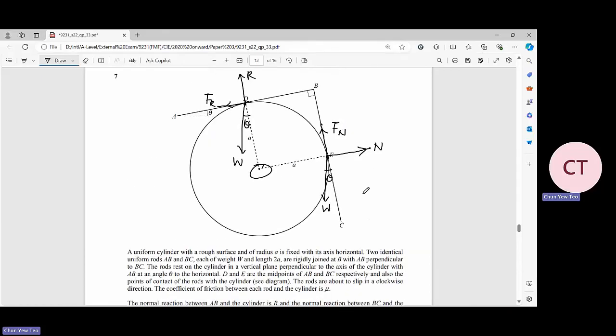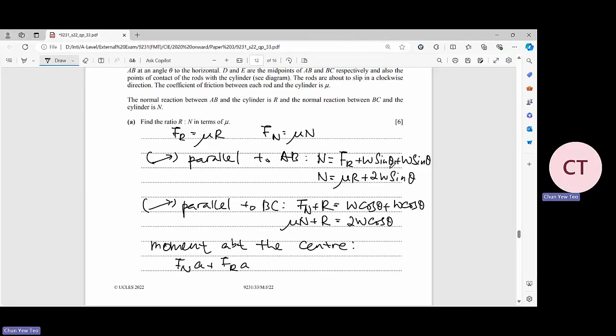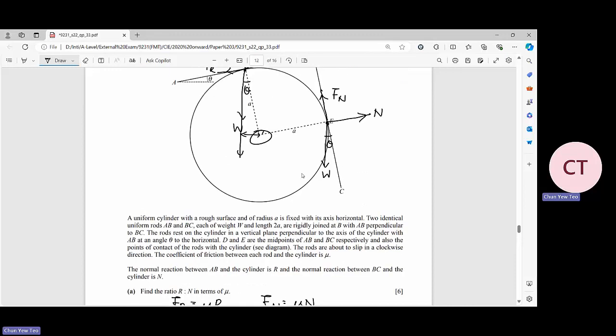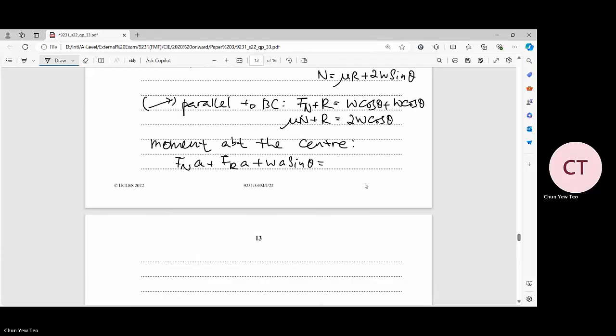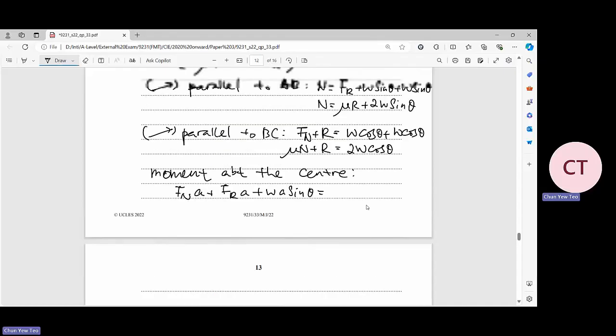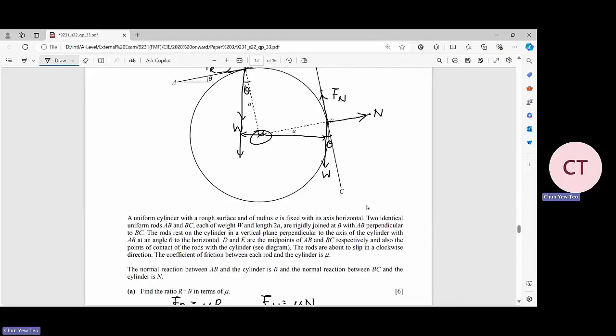And then the moment over here, if you extend the length here, it will be W A sine theta plus W A sine theta, equal to the perpendicular distance, W A sine theta as well. Okay, no, there is a W A, this is the theta. It's W A cos theta.